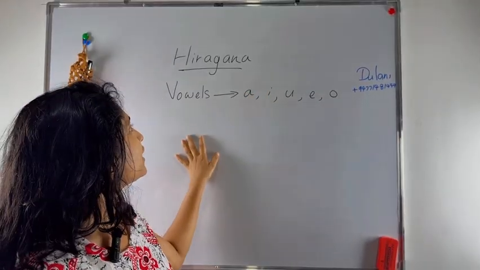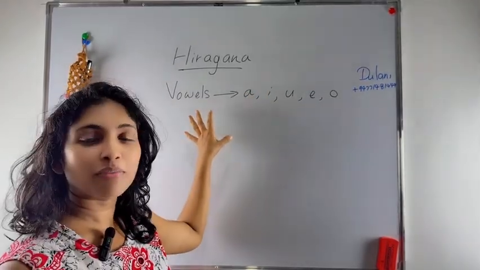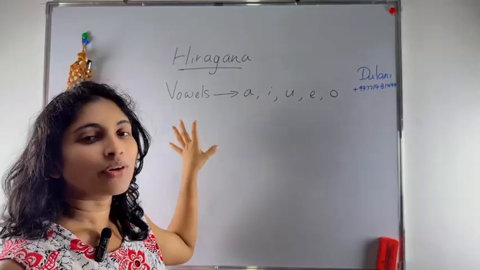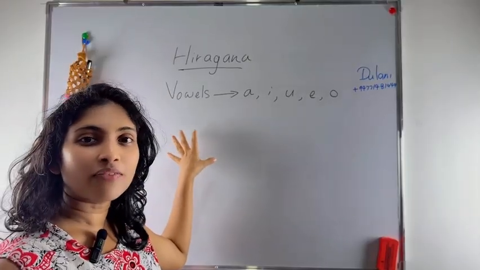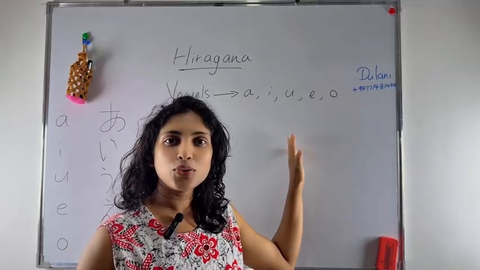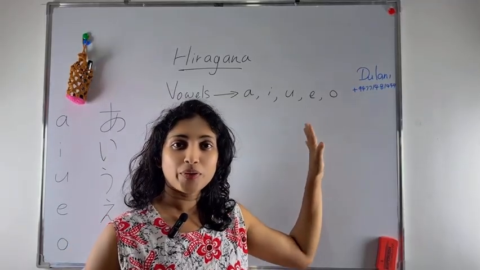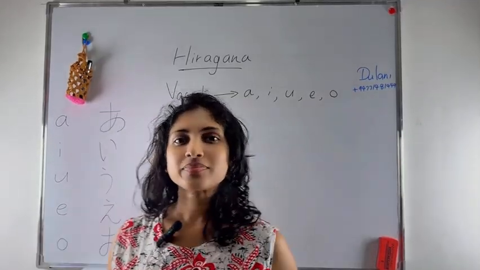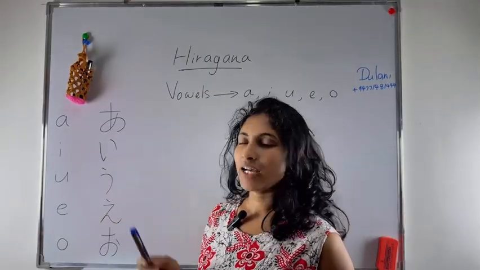We are learning Japanese and we are talking about the Hiragana alphabet, right? So in the Hiragana alphabet, there are 5 vowels. We need to pronounce them as A, I, U, E, O. Okay. So first we are going to talk about the letter A.